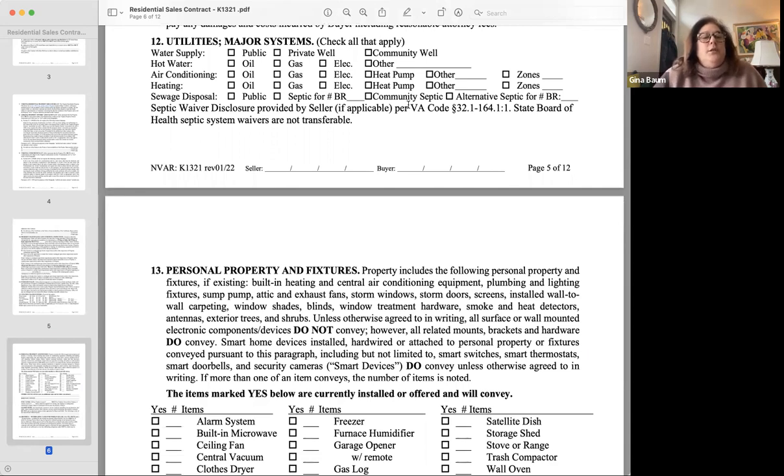Utilities, major systems, water supply. In most instances, we have public, hot water, oil, gas, electric, other, air conditioning, oil, gas, electric, other, heating, the same, sewage, public, or septic. So all of these things can be identified on the tax record that we talked about earlier.